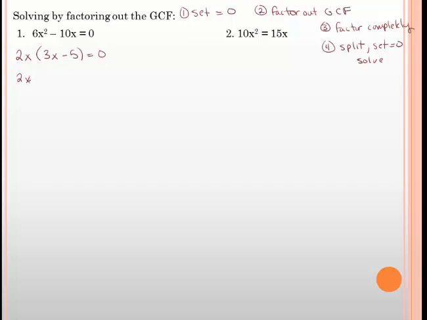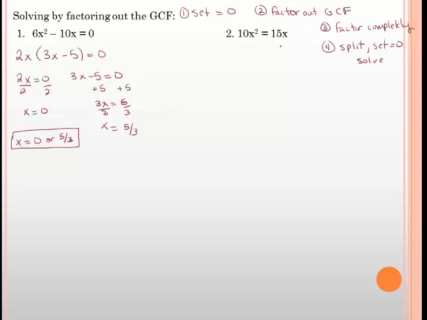Now I split this. 2x is equal to 0 and 3x minus 5 is equal to 0. Divide by 2, x is 0. Add 5. 3x is equal to 5. Divide by 3, and x is equal to 5/3. So my answer is x is equal to 0 or 5/3.